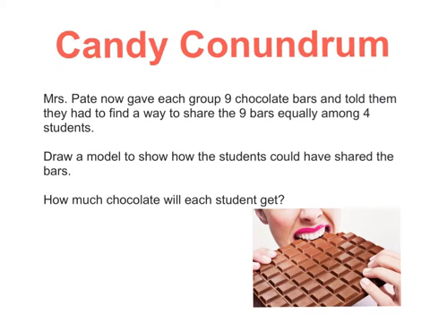We have another problem for you to solve that may be a little trickier. Now Miss Pate gave each group 9 chocolate bars and told them they had to find a way to share the 9 bars equally among 4 students. Draw a model to show how the students could have shared the bars. How much chocolate will each student get? Pause the video to solve the problem. When you have found your answer, click play to move on to the next slide.